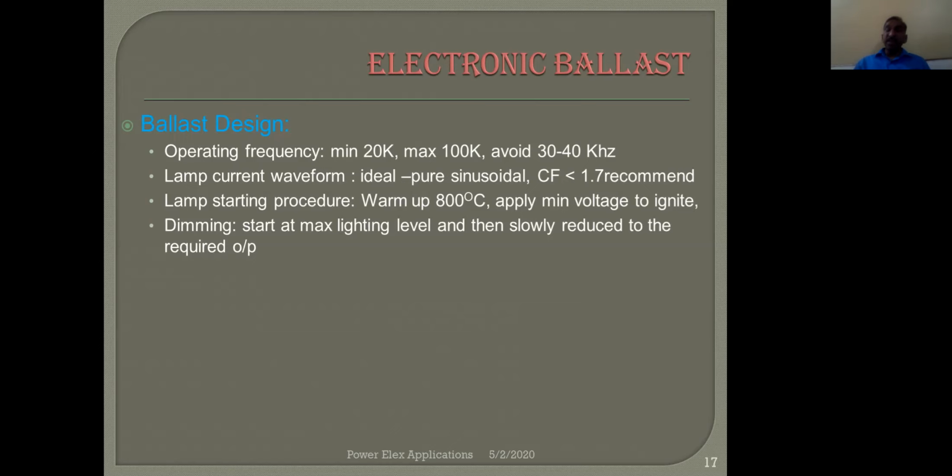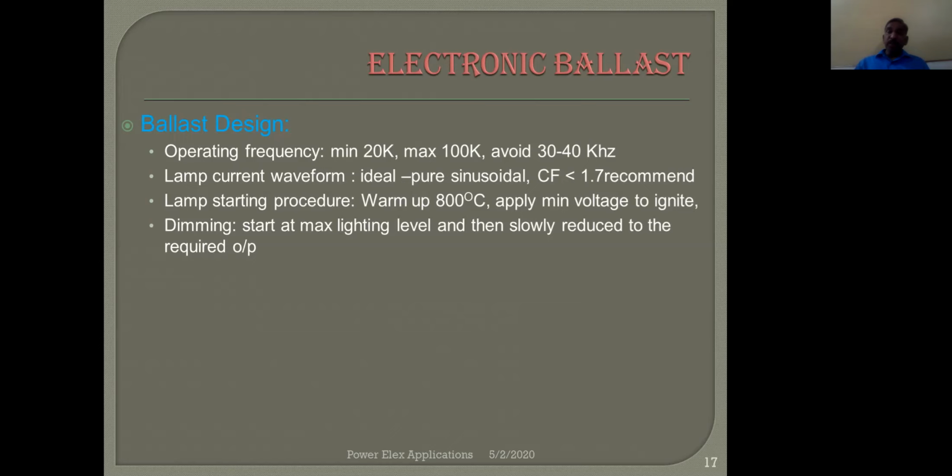Lamp current must ideally be a sinusoidal one because we are using an HF inverter and then passing it to the ballast. If it's a quasi square wave or some irregular wave shapes, then one thing is switching losses will be increased, as well as disturbances in the discharge lamp may be observed during glow. So all these waveforms must be with a crest factor less than 1.7. So energy distribution will be.